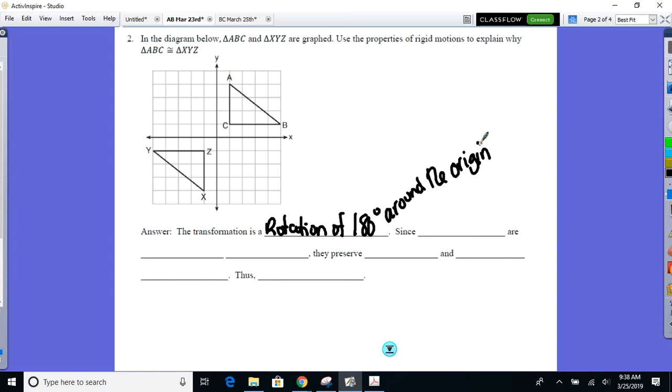All right, let's fill in the rest now. Since, in this case, rotations, that's what you guys did. Since rotations are rigid motions, and again, I'm just having you fill in the blanks because you're going to write these on your own. They preserve distance and angle measure.